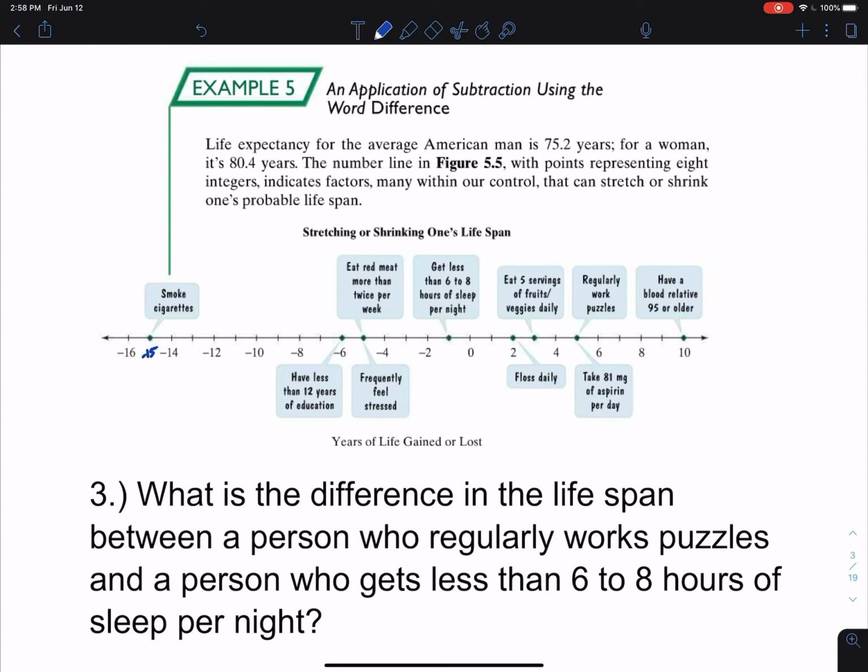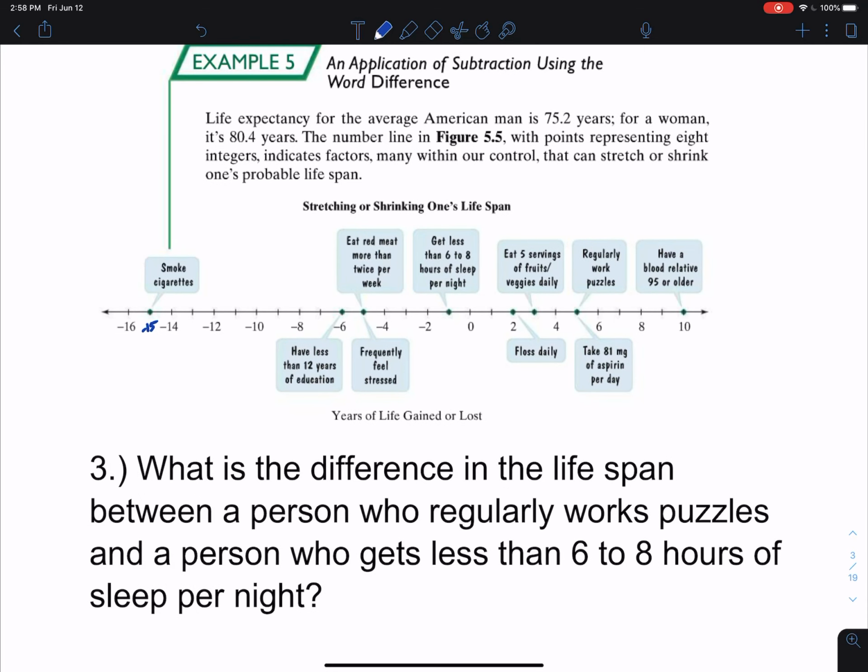This positive 10 says have a blood relative 95 or older. So if we have a blood relative 95 years old or older, we can expect to live an additional 10 years. For number 3, they're asking, what is the difference in the lifespan between a person who regularly works puzzles and a person who gets less than 6 to 8 hours of sleep per night?